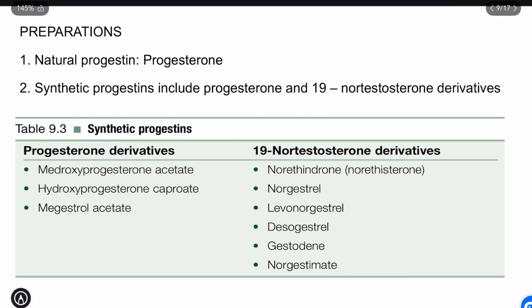So a little bit more about progestins. There can be two preparations of progestins. Okay, natural progestin and synthetic progestin. Natural progestin, example progesterone. Synthetic progestin includes progesterone derivatives and 19-nortestosterone derivatives. So synthetic progesterone derivatives में examples are medroxyprogesterone acetate, hydroxyprogesterone caproate and megestrol acetate. 19-nortestosterone derivatives में examples are norethindrone, norgestrel, levonorgestrel, desogestrel, gestodene and norgestimate.